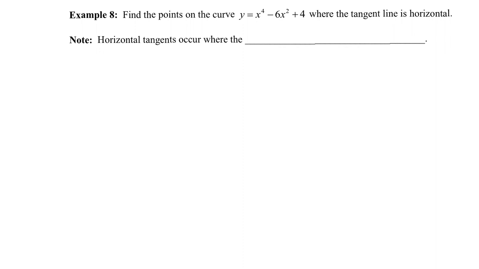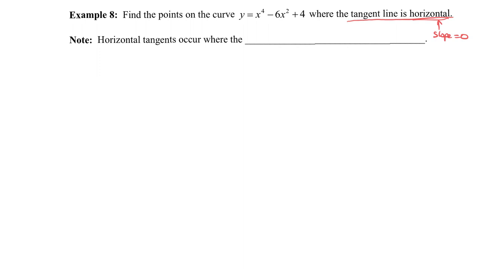Tangent line is horizontal is an important idea for us. A horizontal line has a slope of 0, right? So it's basically saying find the points on the curve where the tangent line has a slope of 0. Well, if it has a slope of 0, doesn't that mean it has a derivative of 0? So it's sort of like saying find where the derivative of this function is 0.